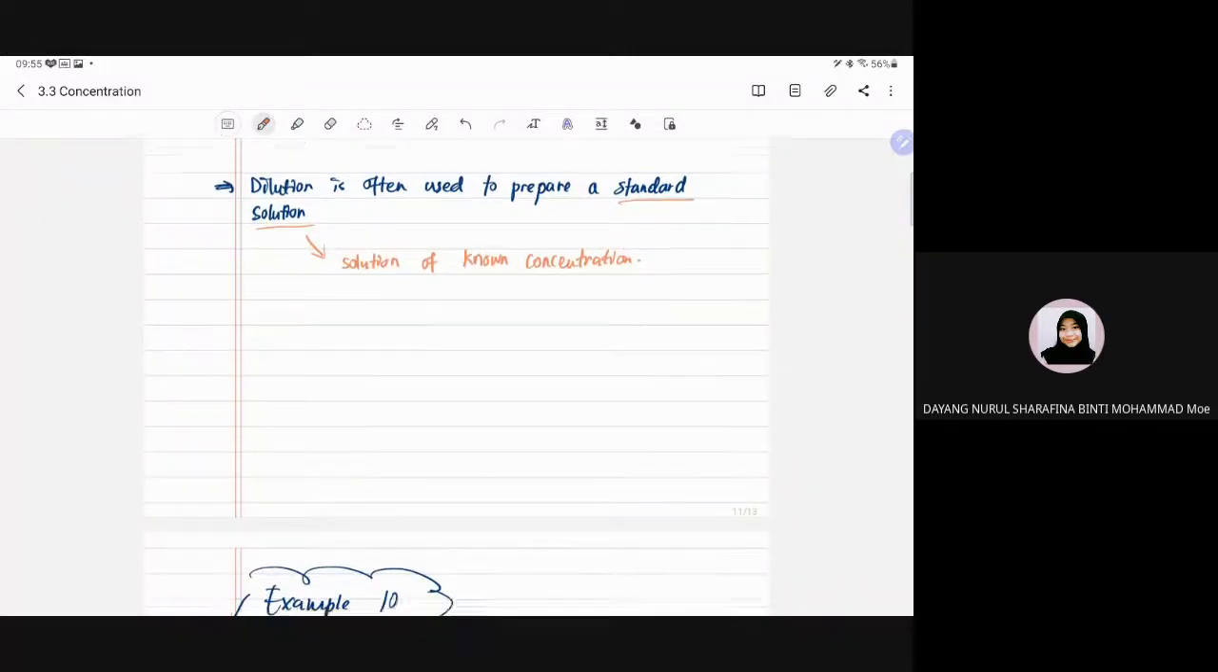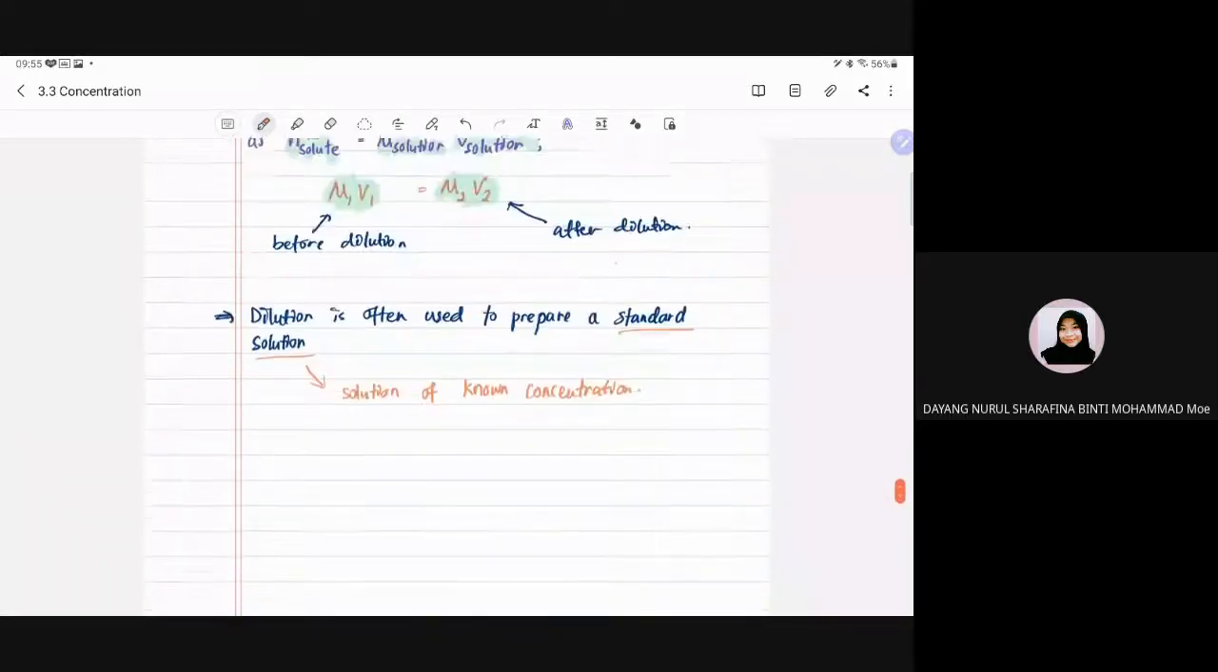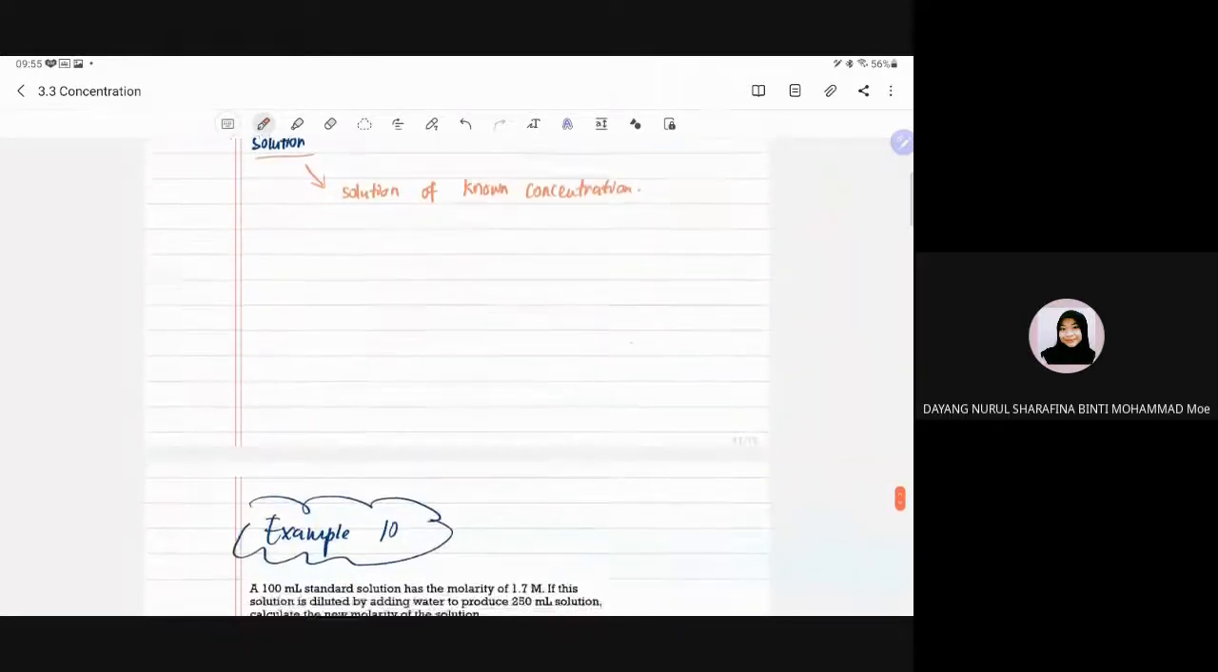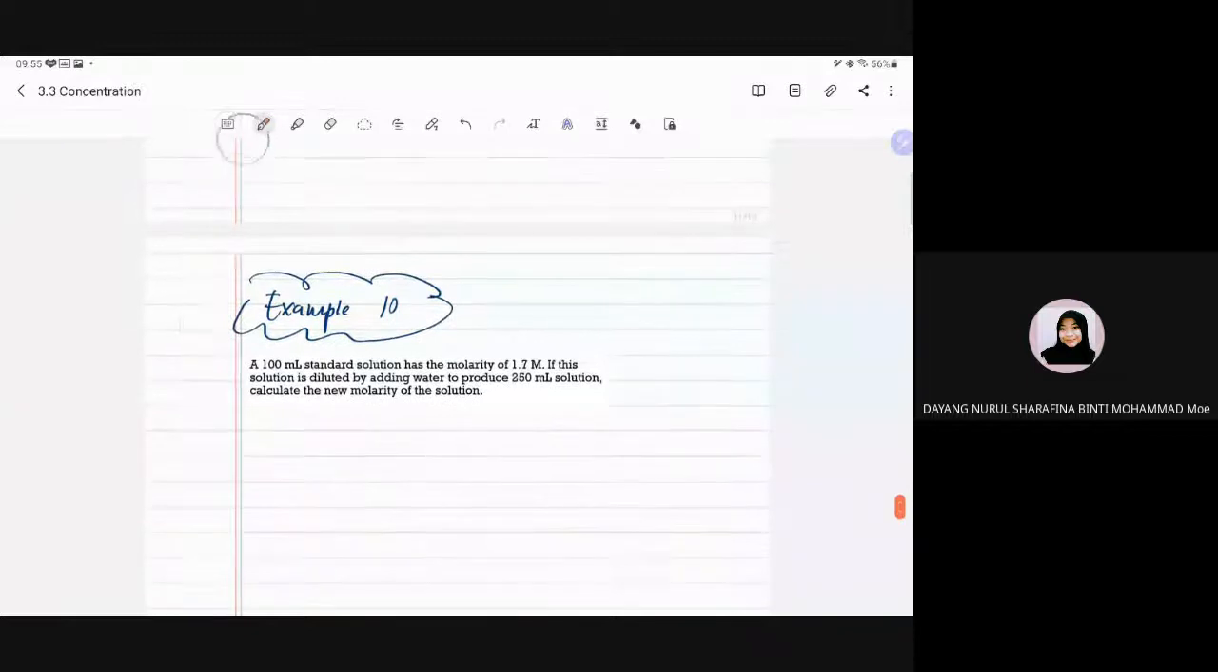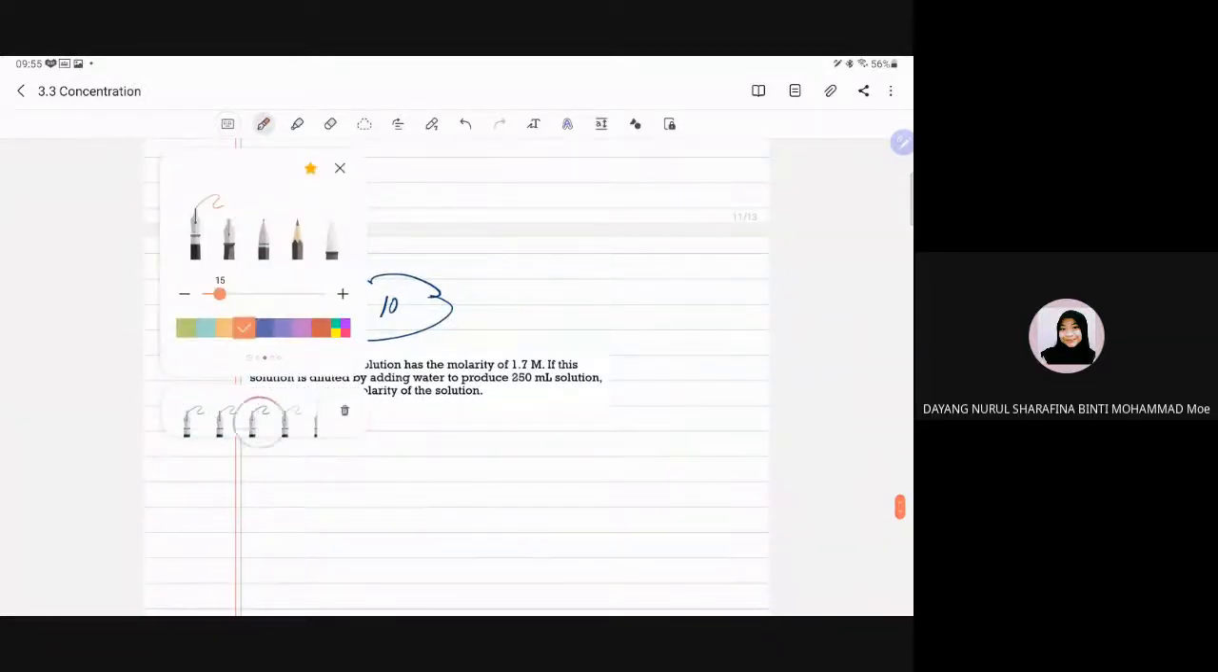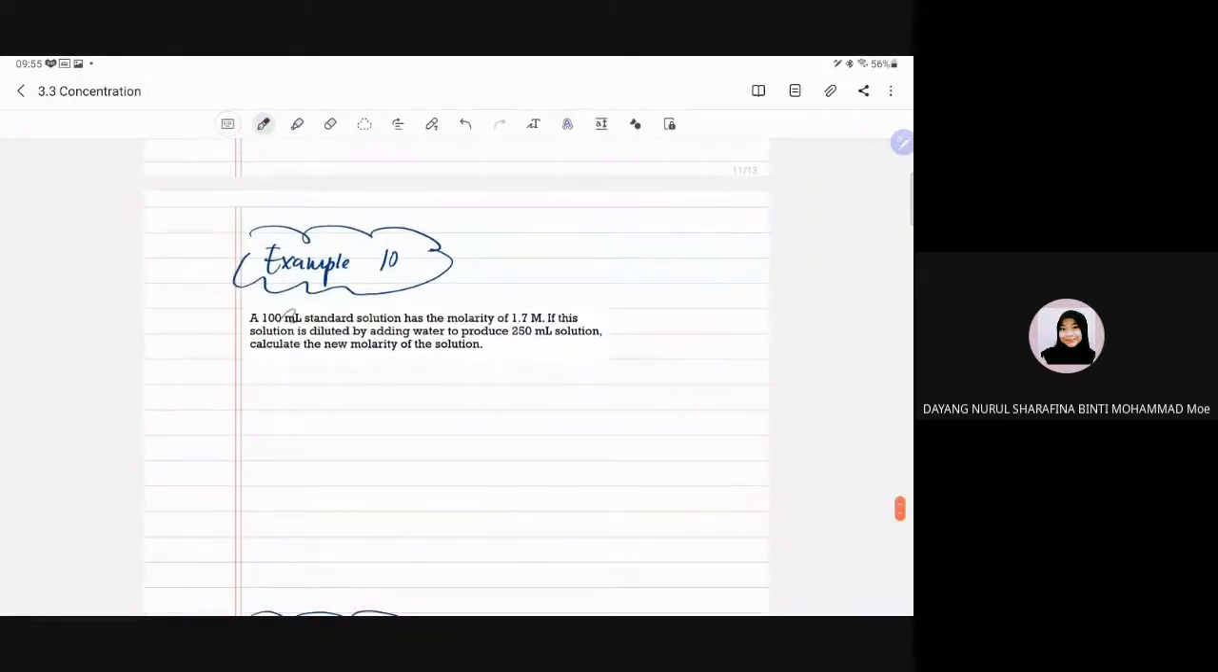So now, let's have a look at an example of how we can use this M1V1 = M2V2 in questions. So this is an example. A 100 ml standard solution has a molarity of 1.7 molar. If this solution is diluted by adding water to produce 250 ml solution, calculate the new molarity.